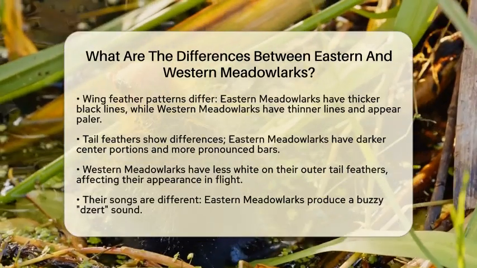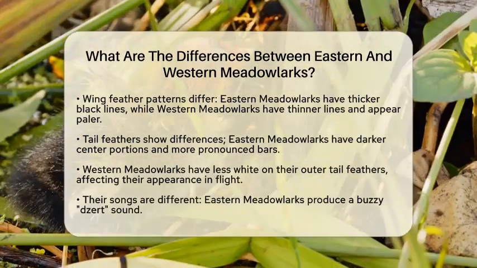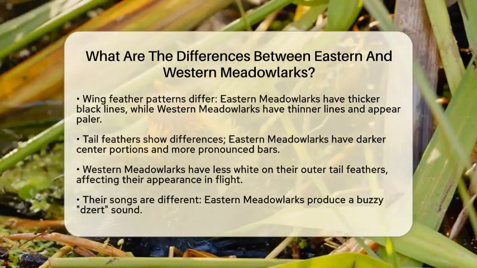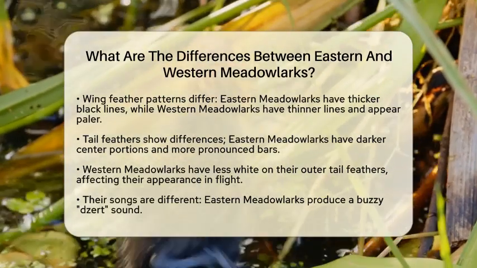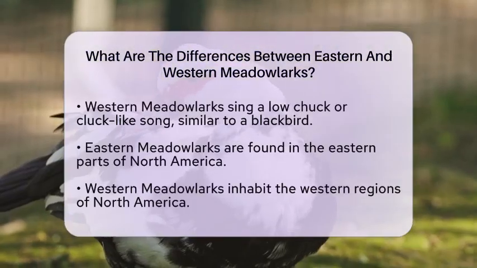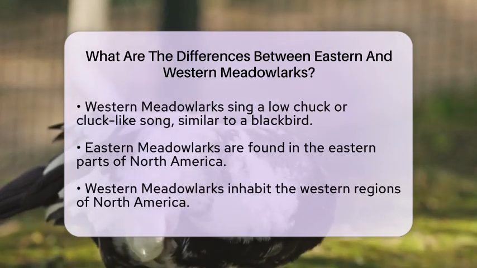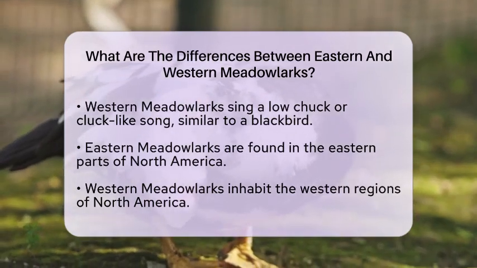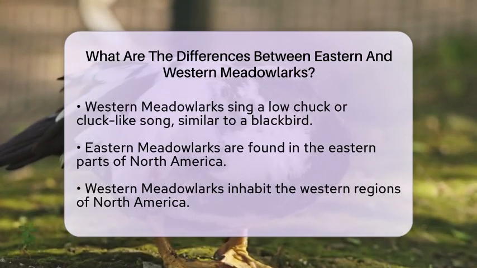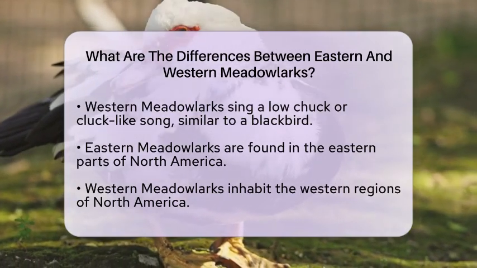Now let's move on to their songs. The Eastern meadowlark produces a buzzy sound that resembles desert, while the Western meadowlark sings a low chuck or cluck-like song, which is reminiscent of a blackbird. If you are out birding and hear these distinct sounds, you can easily identify which meadowlark you are hearing.